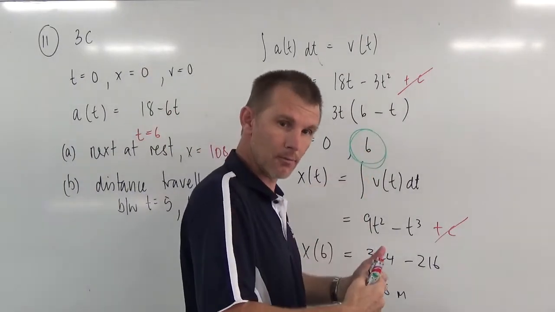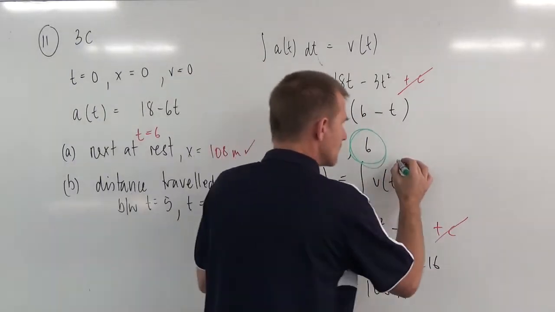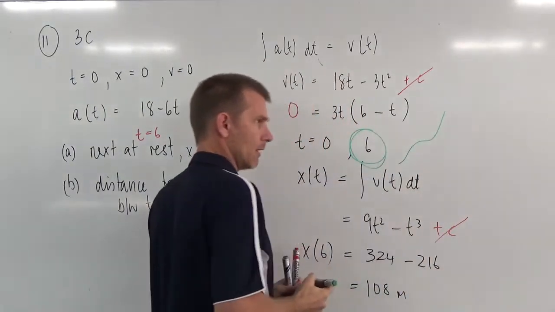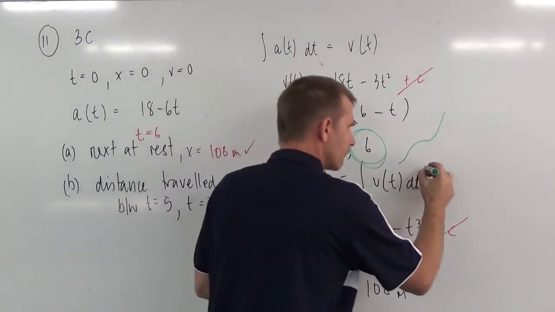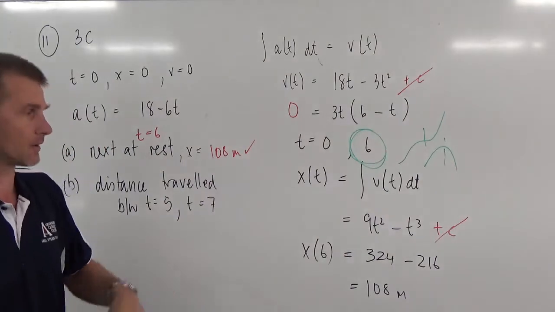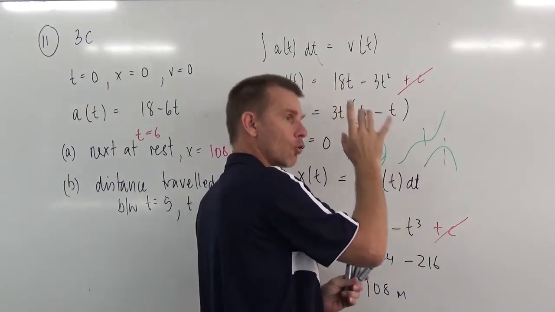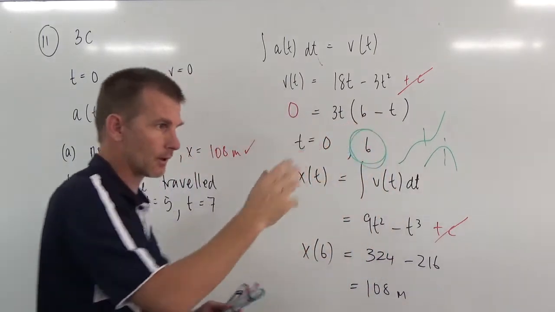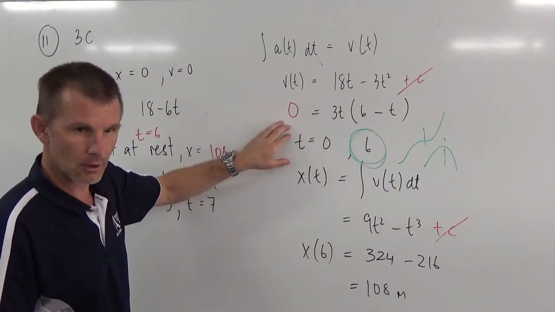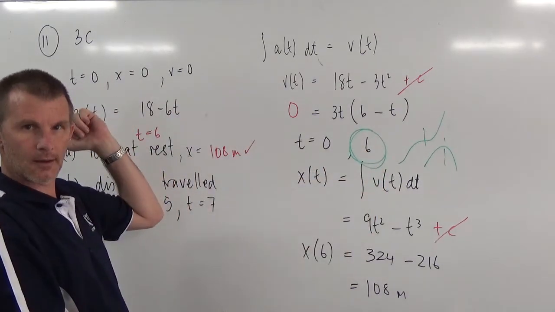It might have just stopped, paused for a moment, and kept going. If that was the case, it could have done something like that, but it could have also done that, where that point there is t equals 6. So we've got to be aware of this change of direction thing, or could be a change of direction. If the velocity goes to 0, it might just pause for a moment and keep going, or it might go back the other way.